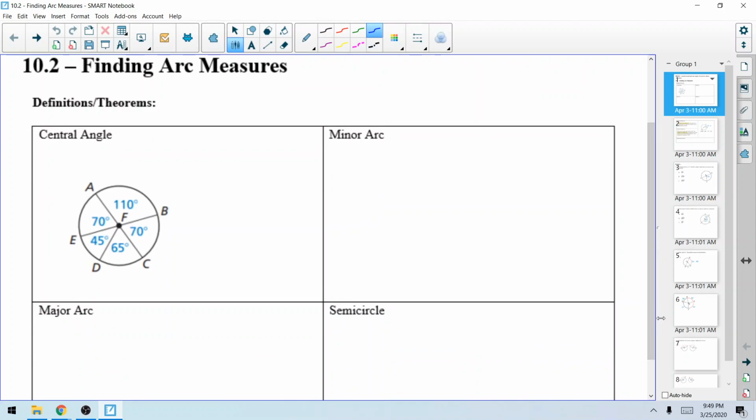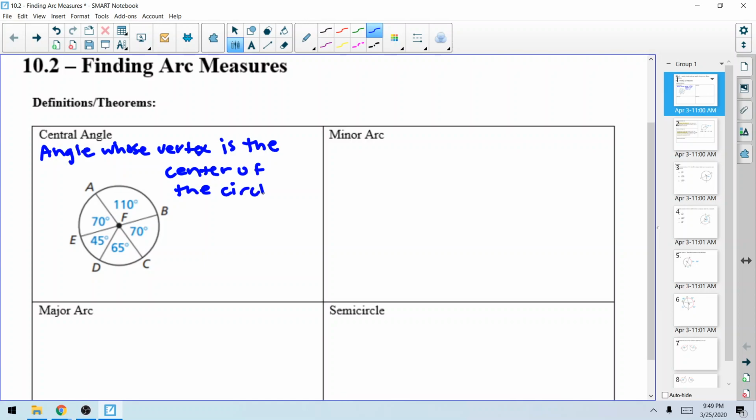First of all, a central angle is an angle whose vertex is the center of the circle. So, for example, I can outline a couple here. Center of the circle is F, so angle AFB. That would be one example.